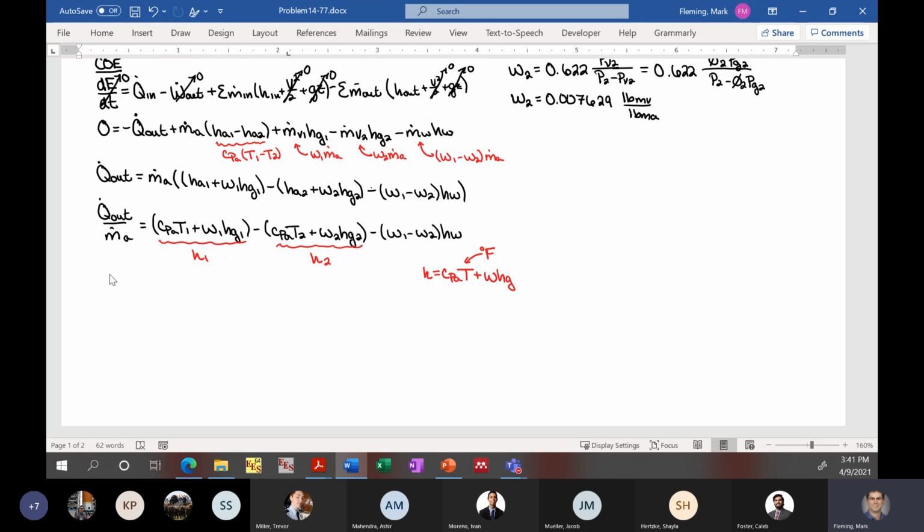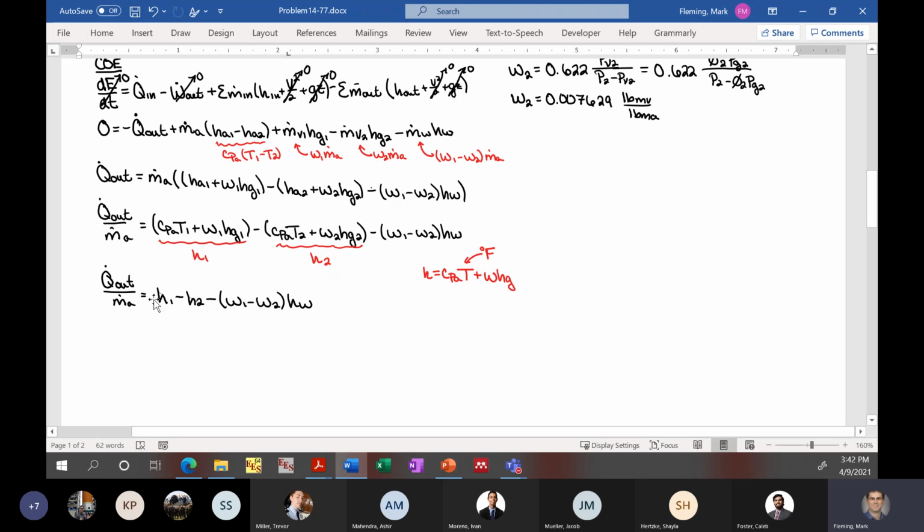Okay, so finally bringing it all together, we'll have the heat transfer rate out per mass flow rate of dry air. It's going to equal the enthalpy of 1 minus the enthalpy of 2 minus the humidity ratio of 1 minus the humidity ratio of 2 times the enthalpy of the water. At this point, we need to do some lookups. We're going to need the specific heat of air, the enthalpy of our two different states for the vapor, and then we'll also need the enthalpy for the water. So let's go ahead and do those lookups.